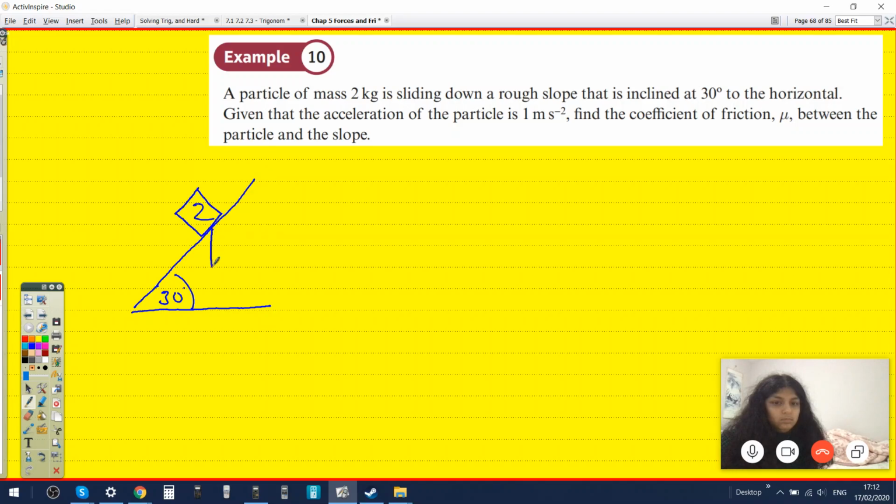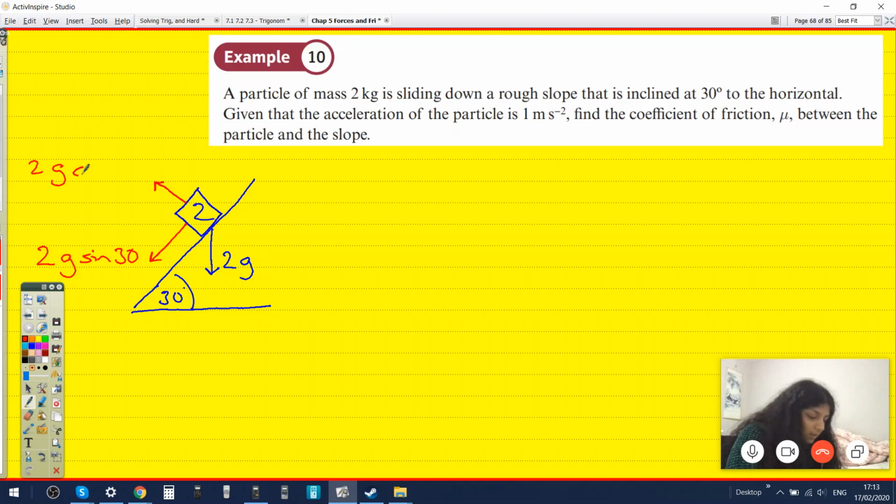So what's this going to be? 2G. That is 2G. And what is this going to be? Just like the force that's pulling it down. The force, 2G sine 30. Oh yeah, okay. And then wait, wouldn't the vertical force be 2G cos 30? Like the reaction force? Do you mean like this way? Yeah. That's 2G cos 30. Oh, okay. I understand.